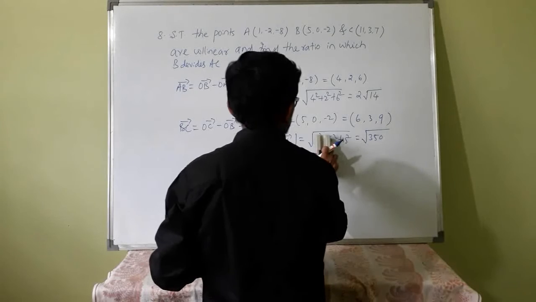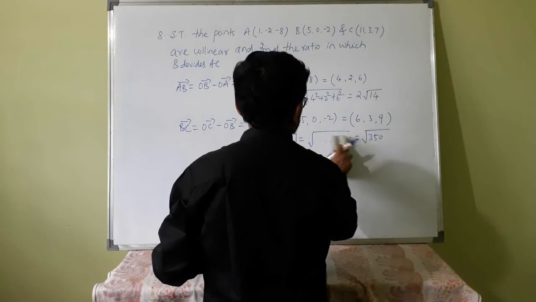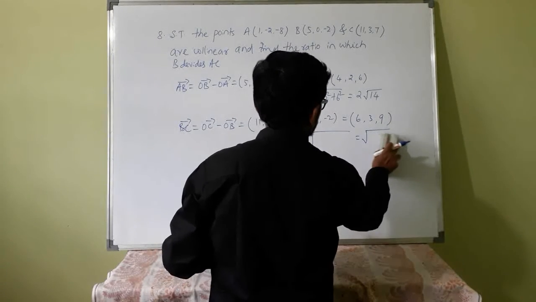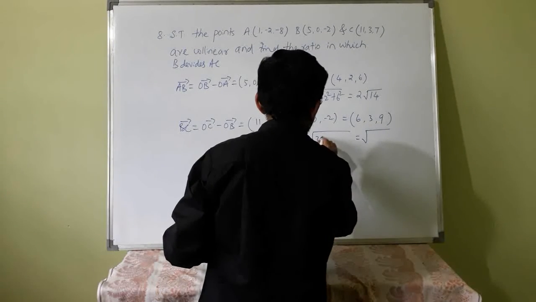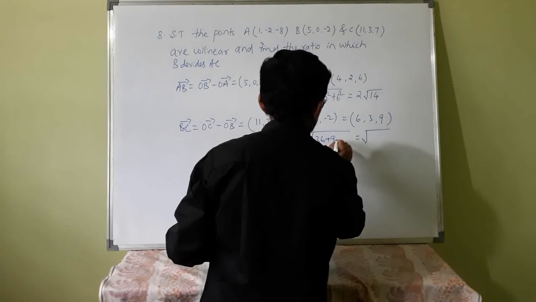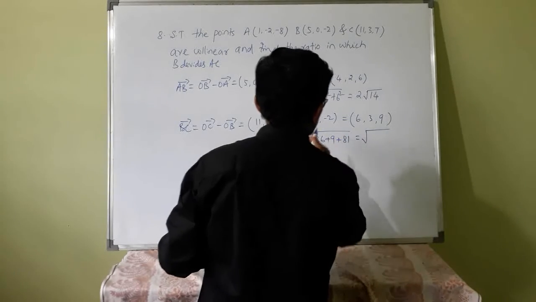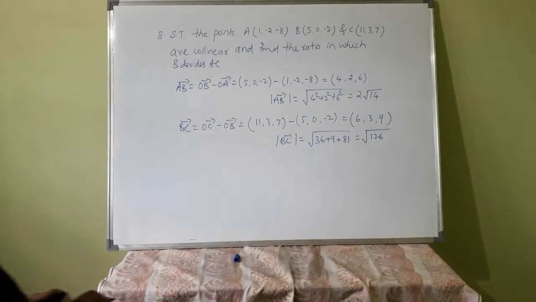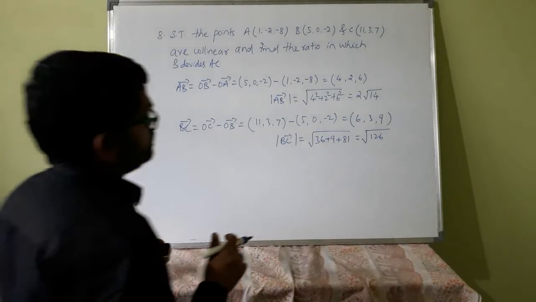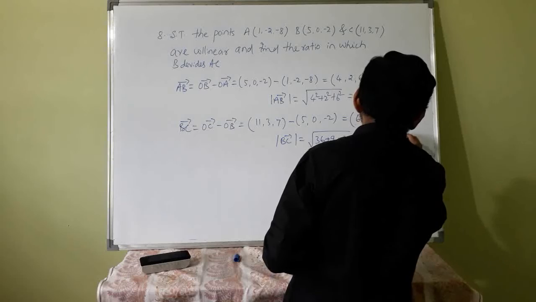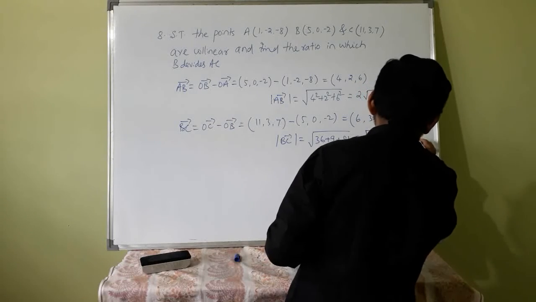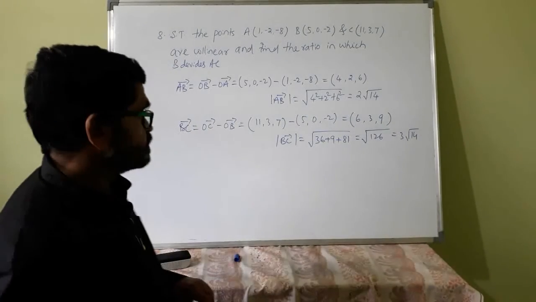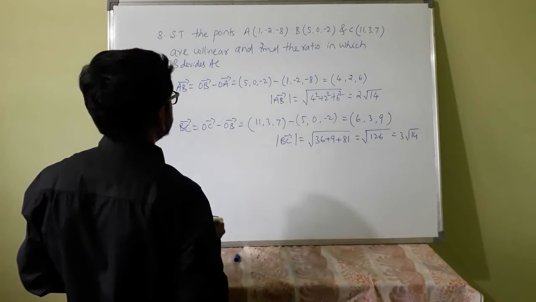Okay, this is 6 square, which is 36, plus 9 plus 81, 90, 126 it is. Root 126 means 3 times root 14. 9 14s are AB, BC and AC.